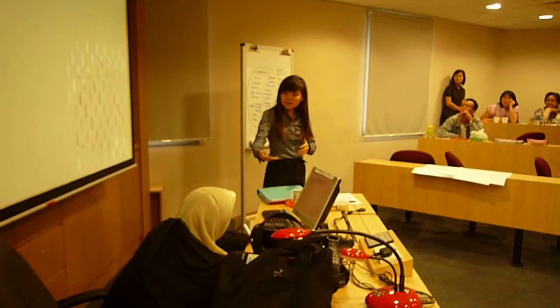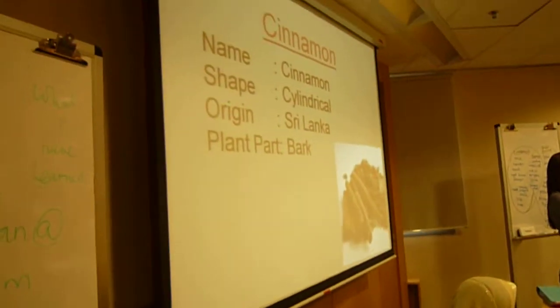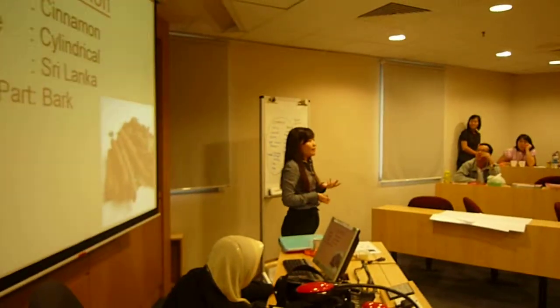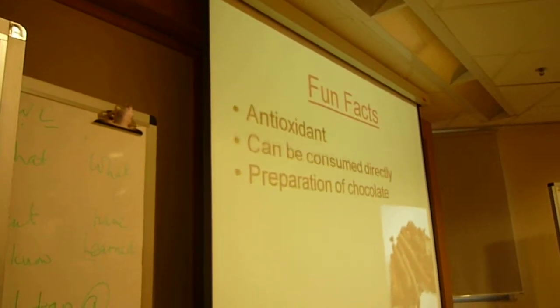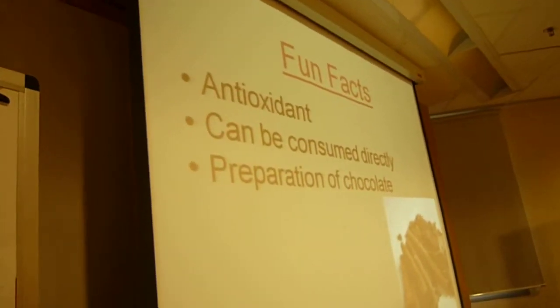The next thing is cinnamon. Name, obviously cinnamon. It's cylindrical in shape, and the origin is from Sri Lanka. The plant type is the bark of the plant. It can actually be used as an antioxidant, that means it makes you look younger. It can be consumed directly.